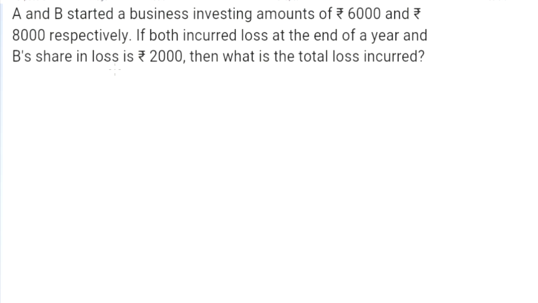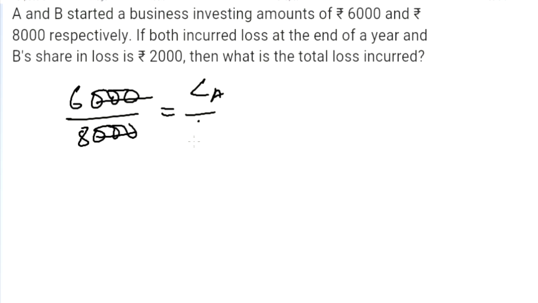Here you don't need to multiply by time again because they're both the same. By looking, if you multiply 12 by 12, 12 by 12 is being cancelled, same thing. So if both incurred a loss at the end of the year, B's loss is how much?